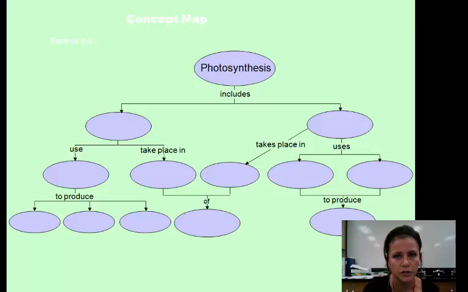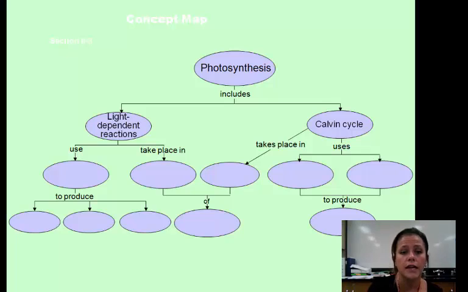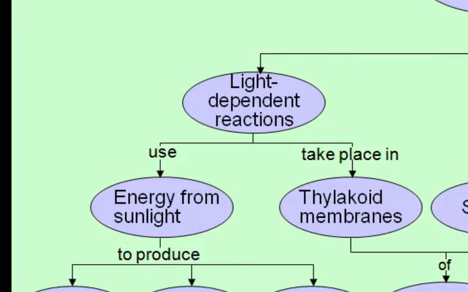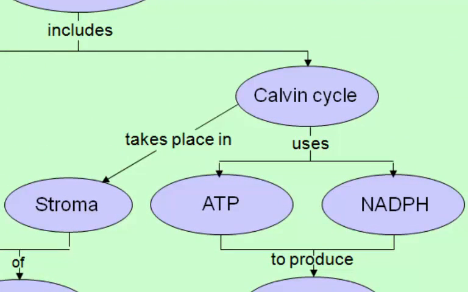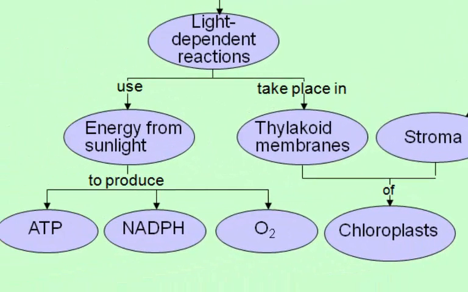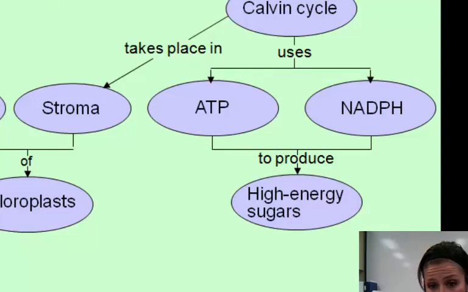So photosynthesis includes two different types of reactions. It includes the light-dependent and light-independent reaction. Okay, so the light-independent reaction we also call the Calvin cycle. Now, the light-dependent reaction uses energy from sunlight, and it takes place in the thylakoid membrane. The Calvin cycle takes place in the stroma and uses ATP and NADPH, which are produced in the light-dependent reaction. So the light-dependent reaction produces ATP, NADPH, and oxygen.